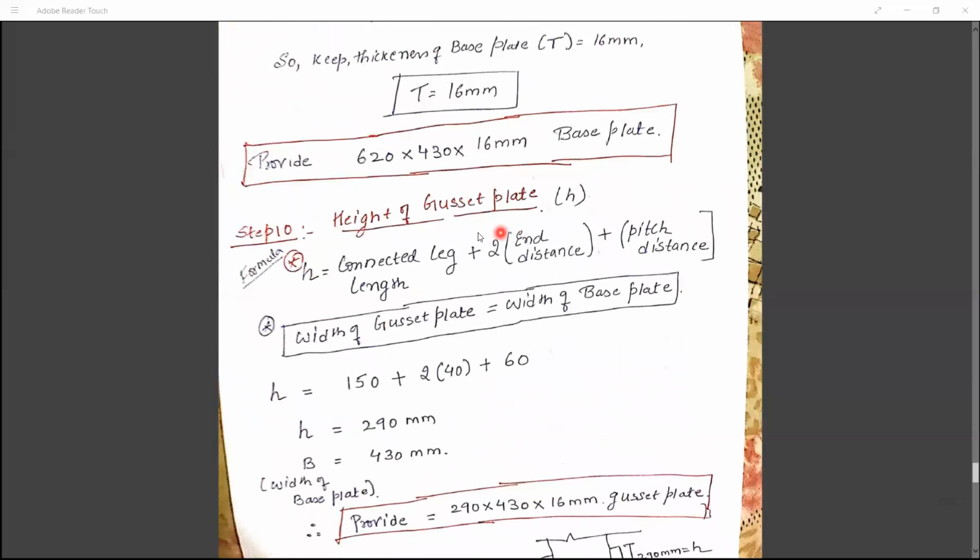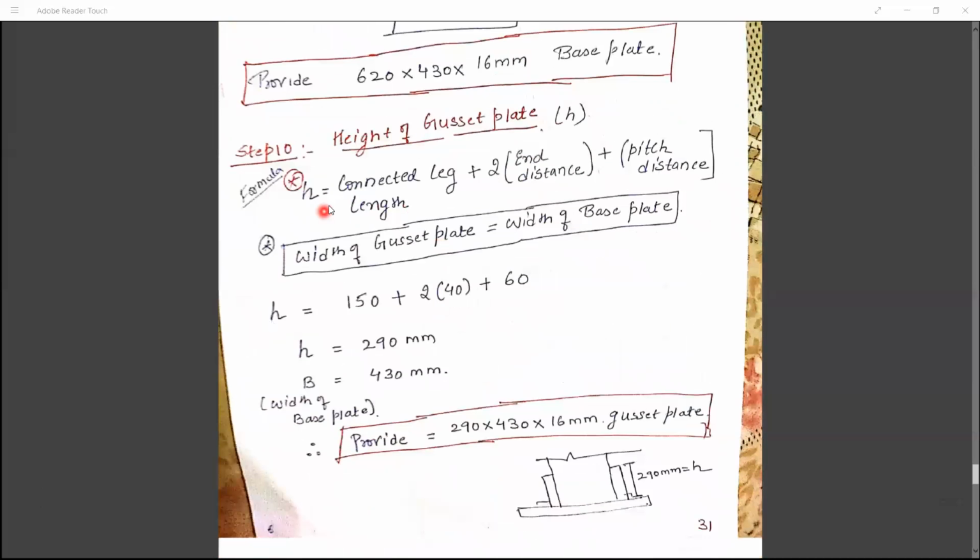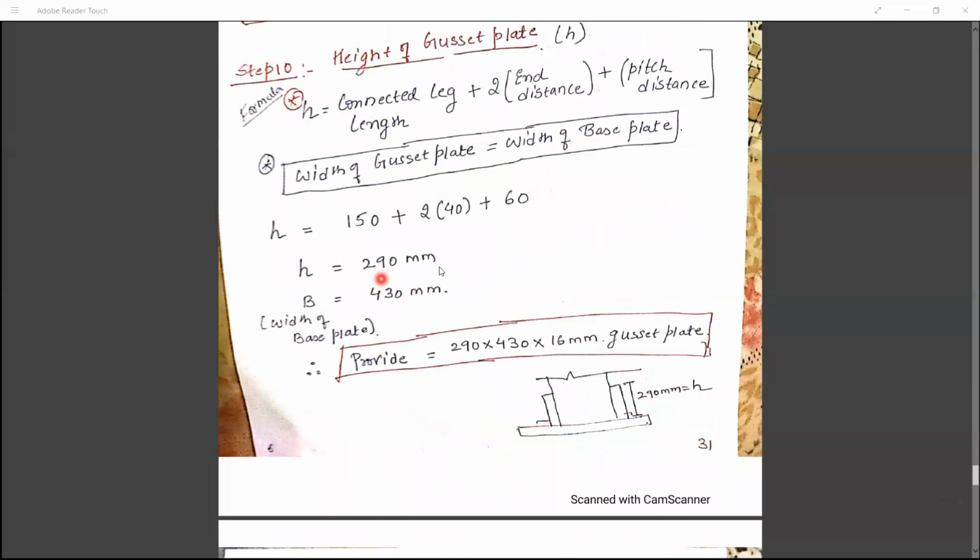So now the height of the gusset plate is the connected leg length plus 2 times the end distance plus the pitch distance. The width of the gusset plate is equal to the width of the base plate. So the connected leg length is 150 plus 2 times the edge distance. End distance is 40 plus pitch distance 60. 60 we have got, 40 also, 1.5 times D naught. Pitch is equal to 2.5 times D. So H is equal to 290 mm.